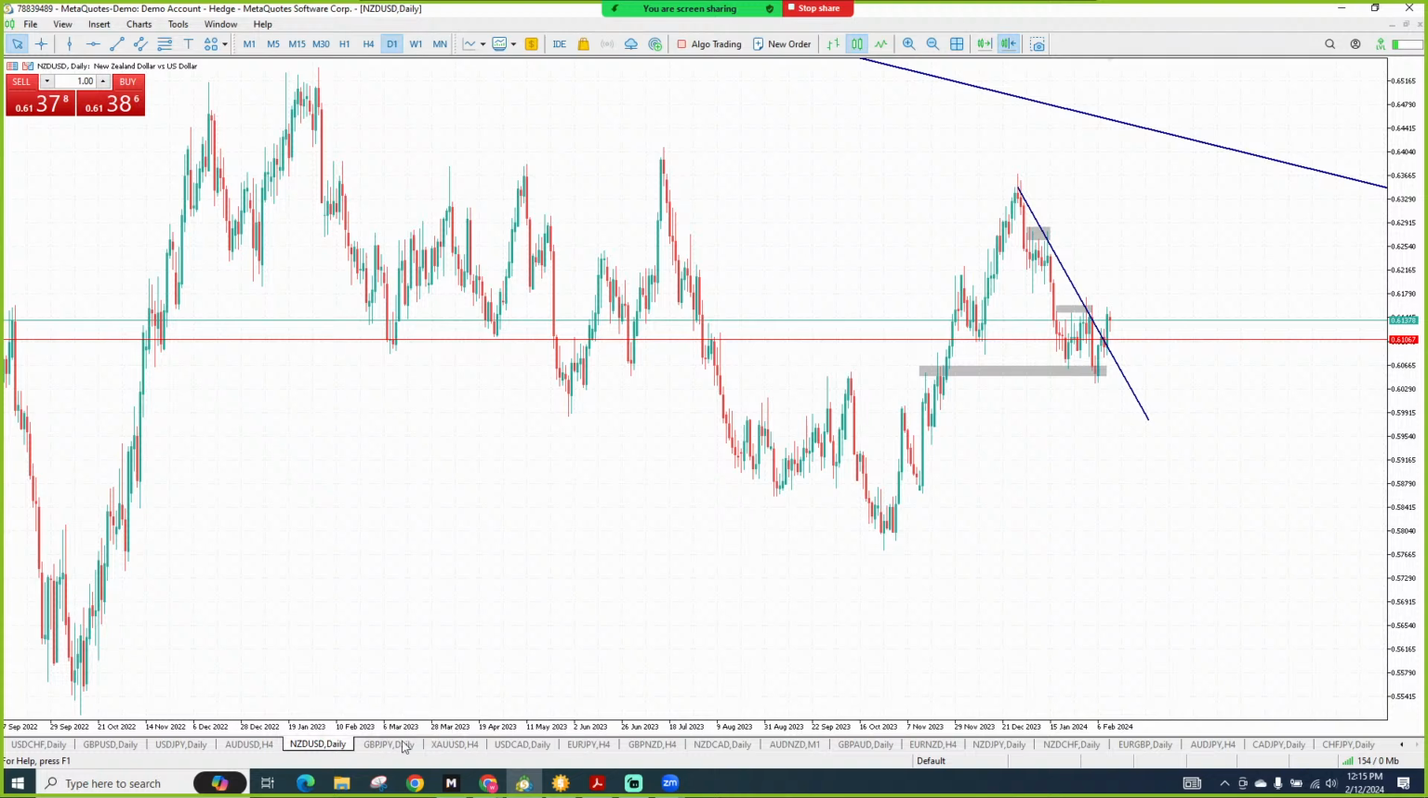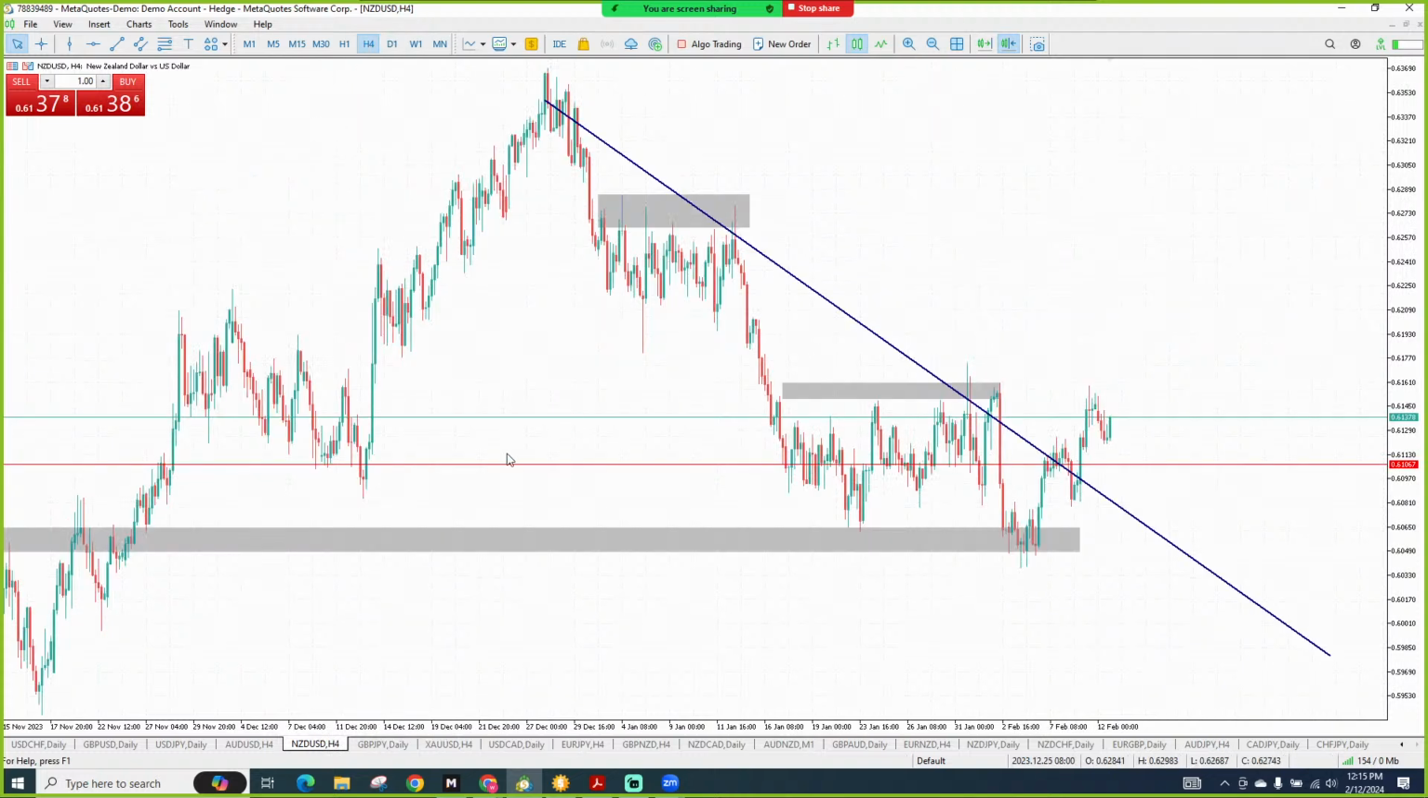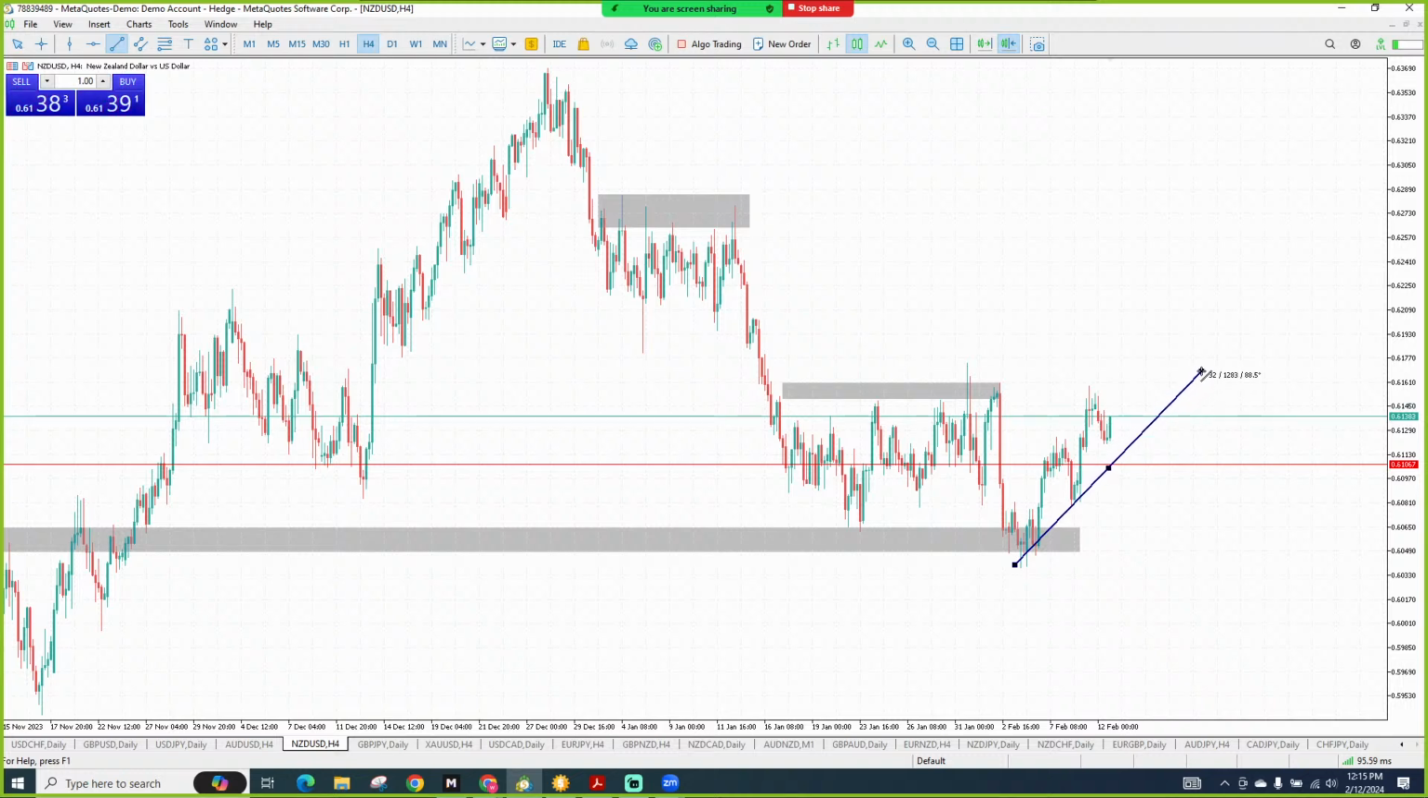So New Zealand, this is New Zealand USD. I don't really see what I'm doing in this market right now. Let me give an observation.